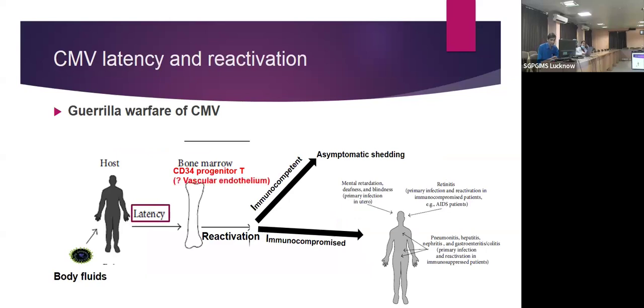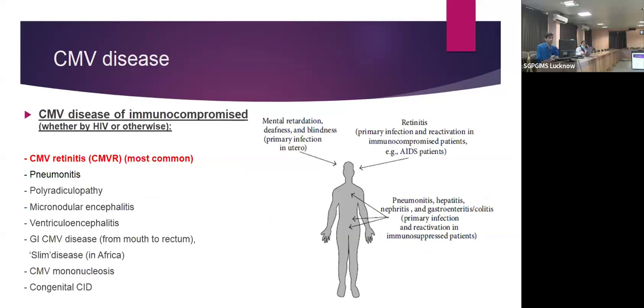There is some evidence that the vascular endothelium also stores these viruses. If reactivation happens by any chance, then in the immunocompetent it is asymptomatic and automatically goes back into the inactive mode, or latency is induced. But if immunocompromised, a lot of problems happen, as you can see. CMV retinitis is the most common CMV disease in the immunocompromised. It is the most common CMV disease, but it can make any organ diseased. As you see in the list from top to bottom, any organ can be attacked by CMV once it gets activated.